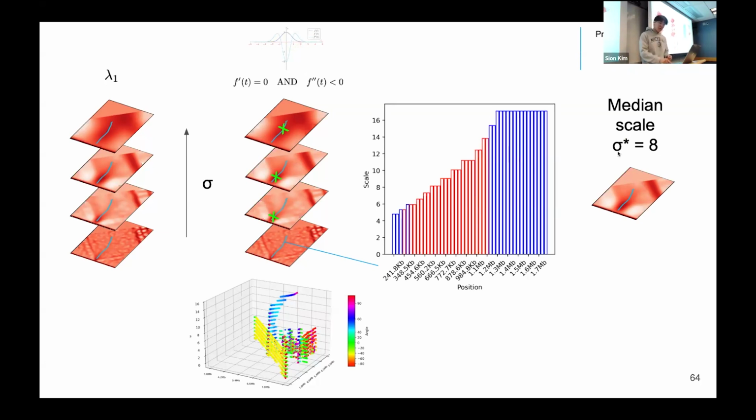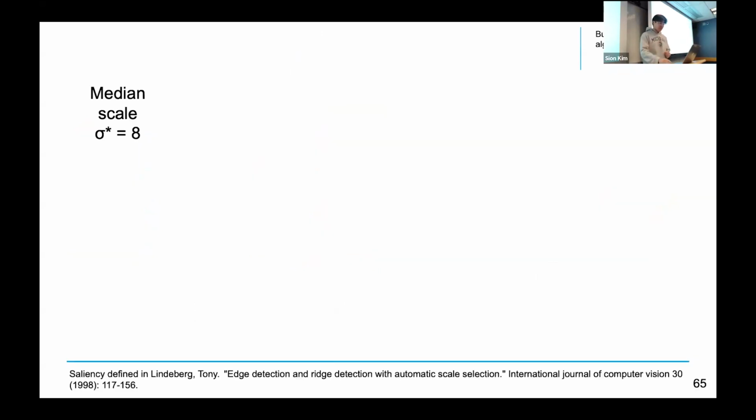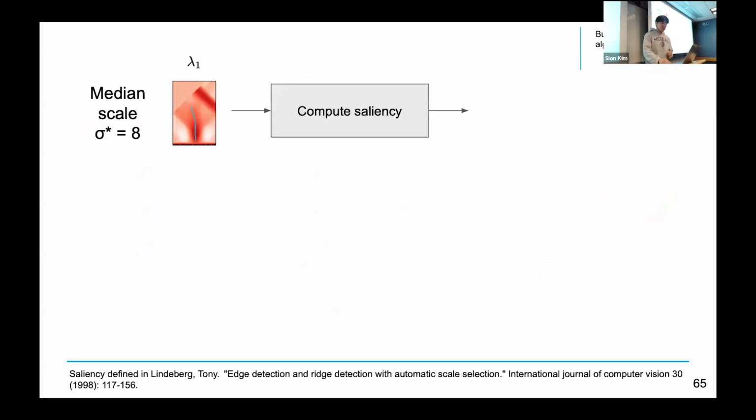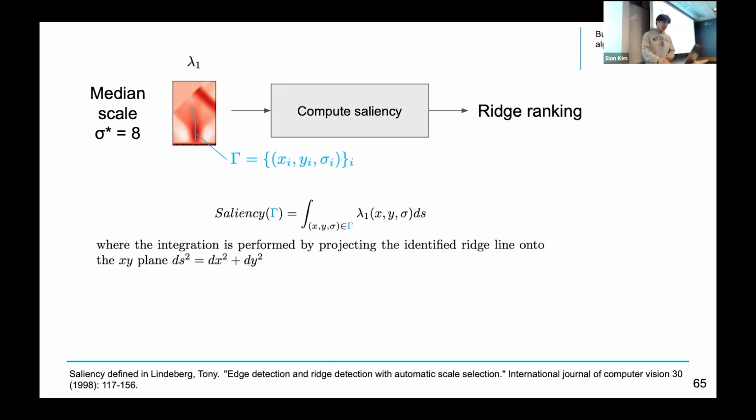Now we focus on just one output map, one standard deviation of blurring. We take that one output map, compute saliency, and get a ridge rank, and that's it. So how do I compute saliency? I'm going to represent my ridge line as X, Y, and Z, where Z is the scale, so it's a set of points. Now I compute this. It looks complicated, but it's really just a sum. I sum the values of this matrix indexed by X, Y, and Z.